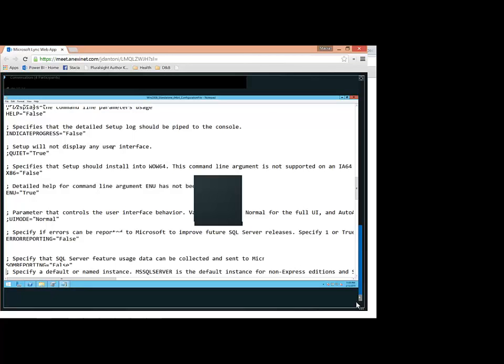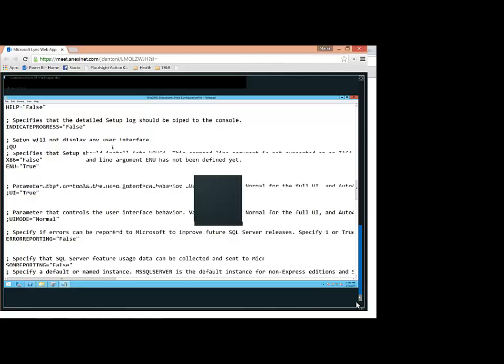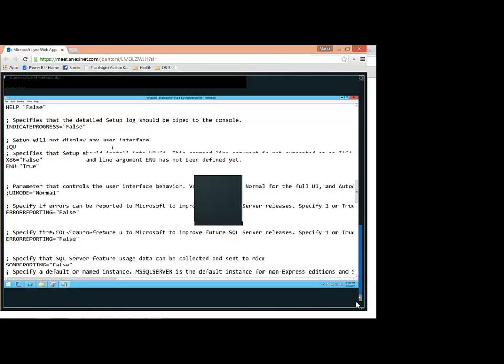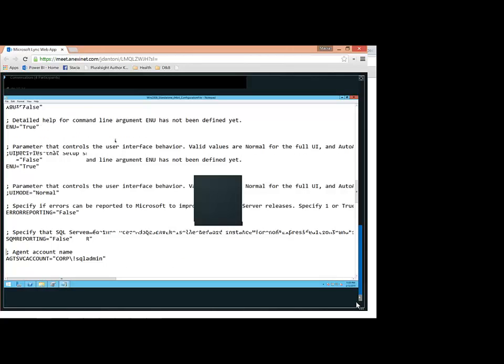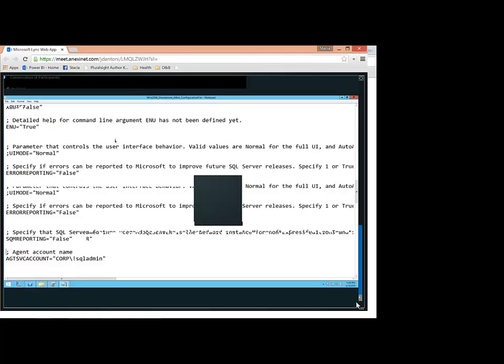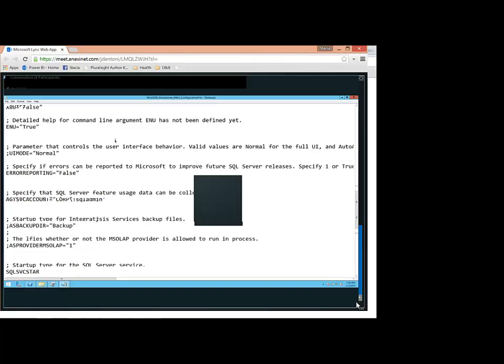We specify instance name here. So here we're just going to go with the default name, so MS SQL Server. And then next we're going to specify our agent account name and startup type for integration services. The rest of this I have commented out. This is just analysis services. I don't have this configured on this machine.